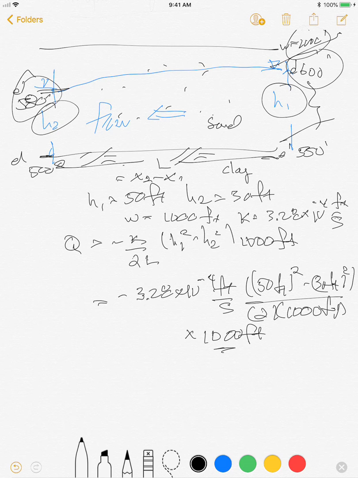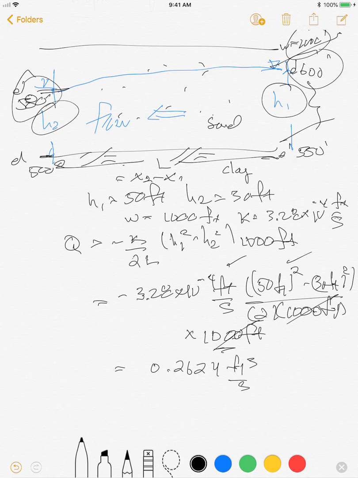So the 1,000s can cancel out, and so the total amount of flow is going to be that 3.28 times 10 to the minus 4, multiplied by the quantity 50 squared minus 30 squared, divided by 2. The 1,000s cancel out in this particular case, so this winds up being 0.2624, and that's going to be cubic feet per second. Because notice that you've got feet squared over here, and then you've got feet in the denominator, feet in the numerator. Those are going to cancel out with one another, and so you wind up with units of cubic feet per second.